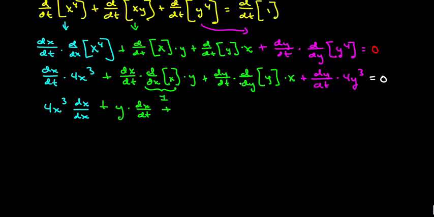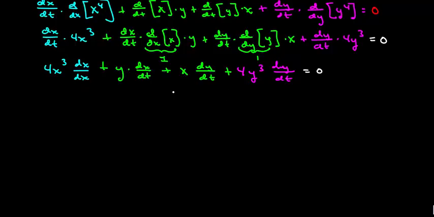Same deal here. This guy, d/dy of y, is 1. So this guy times x will be x dy/dt. Plus, I'll bring this guy out front here. So this would be 4y to the third times dy/dt. And that's equal to 0.